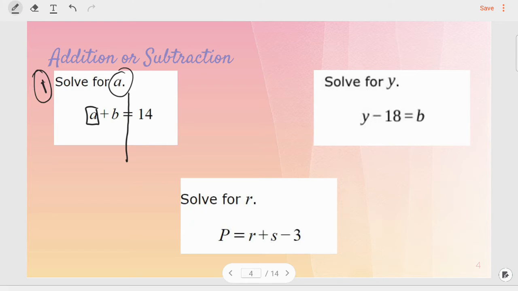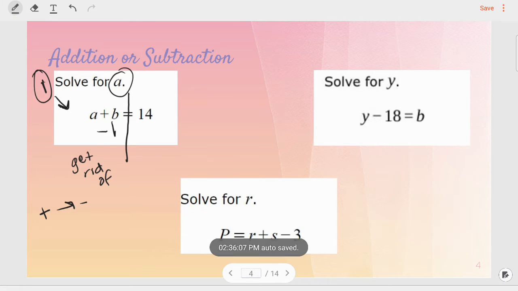I'm going to draw my line of balance. And I'm going to say, this right here is going to be the side that I want to keep my variable on. So if this is where I want to keep my a, what do I want to get rid of? I want to get rid of the b. Remember how to get rid of things? We use inverse operations. So I look in between the a and the b and I see that it says a plus b. So how do we undo addition? We undo addition with subtraction. So underneath the b, I'm going to write minus b.